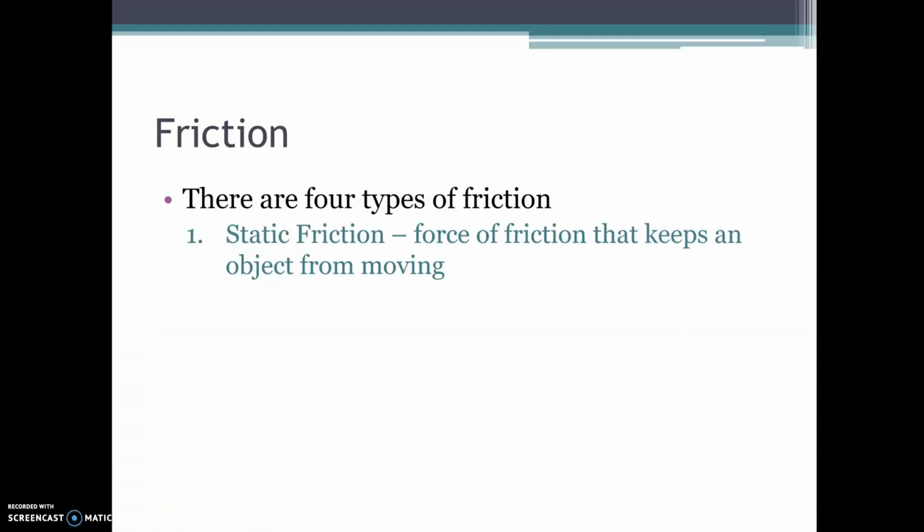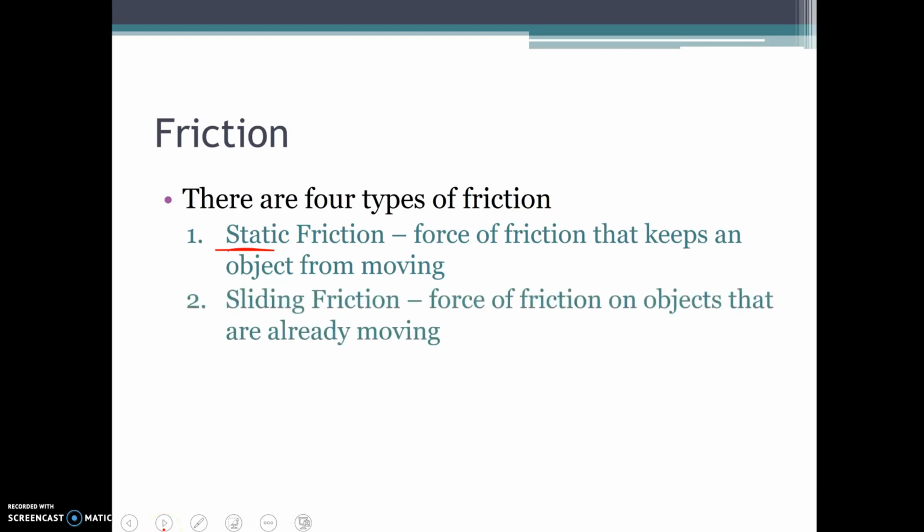There's four types of friction, and we'll look at each of them just real briefly here. The first is static friction. Static typically means staying still or not moving. That's the force of friction that keeps an object from moving. So if you're moving a refrigerator, you've probably noticed that it takes a certain amount of force just to get that refrigerator moving. Football boys, if you think about pushing the 5-man sled, it takes quite a bit of force to get that sled started. That's overcoming the force of static friction.